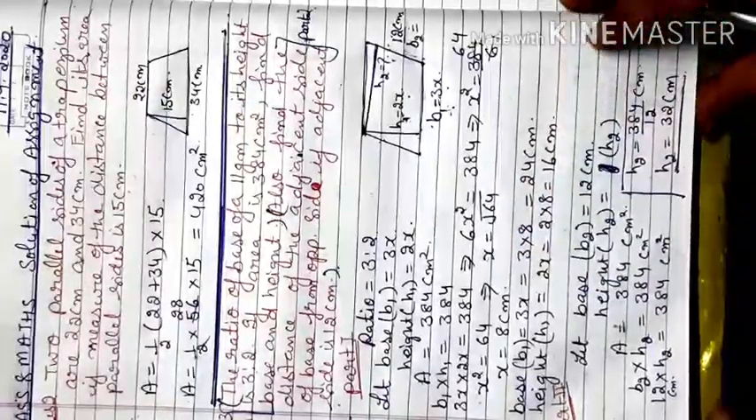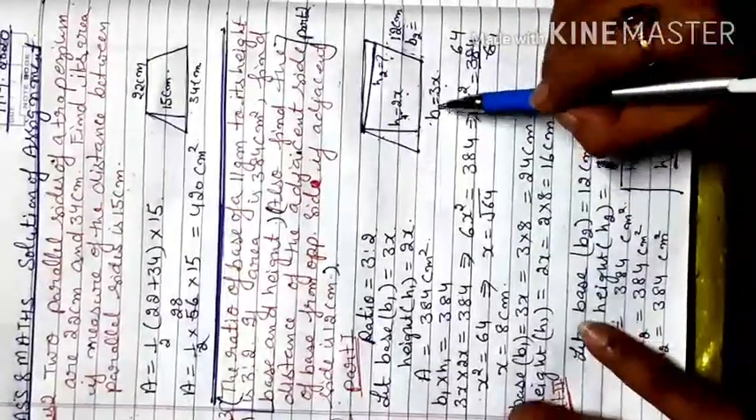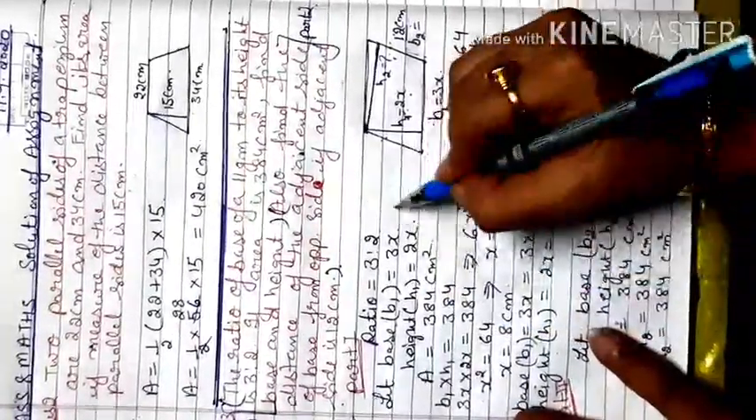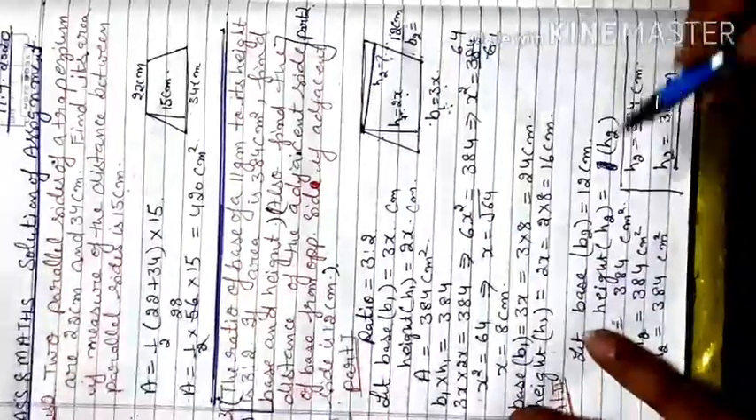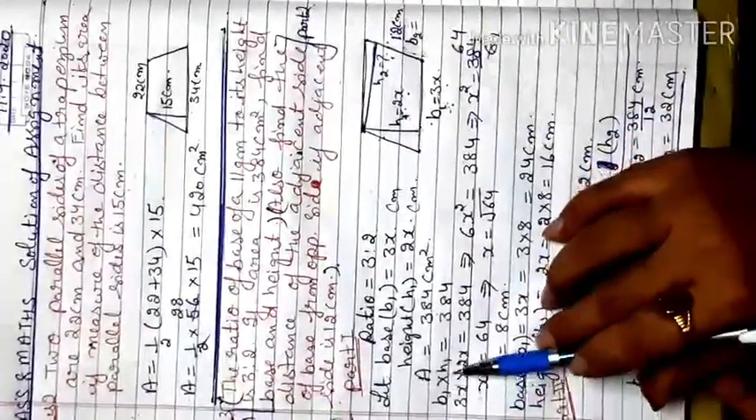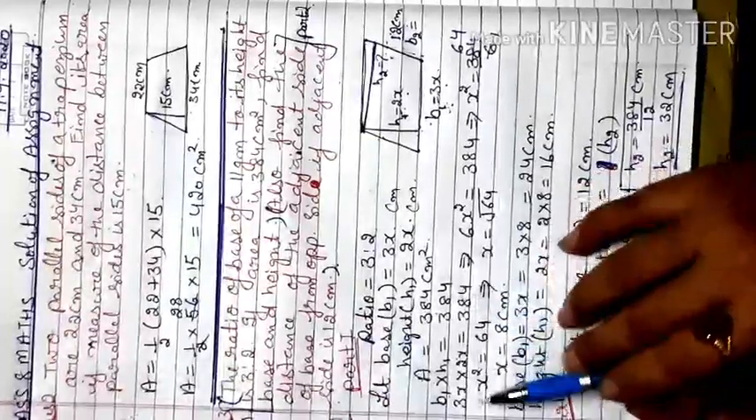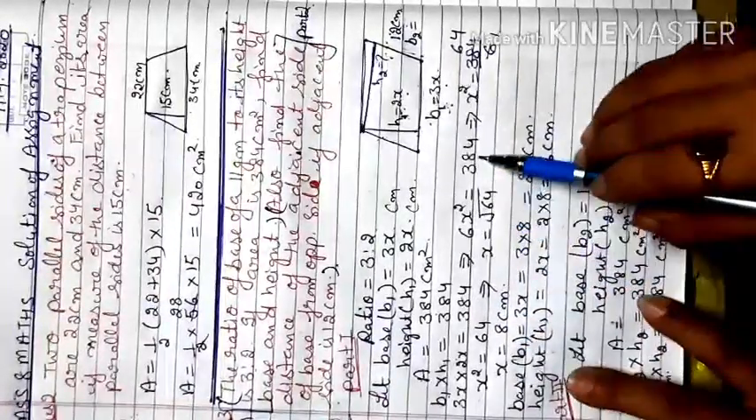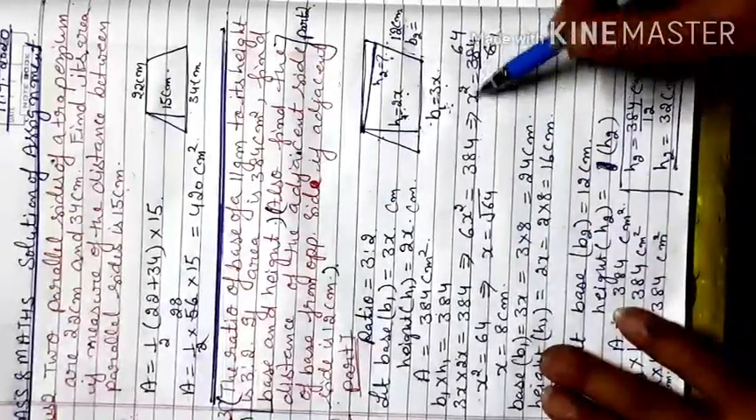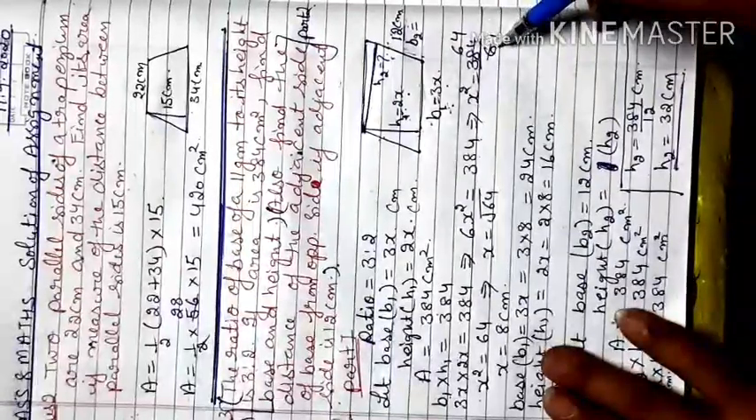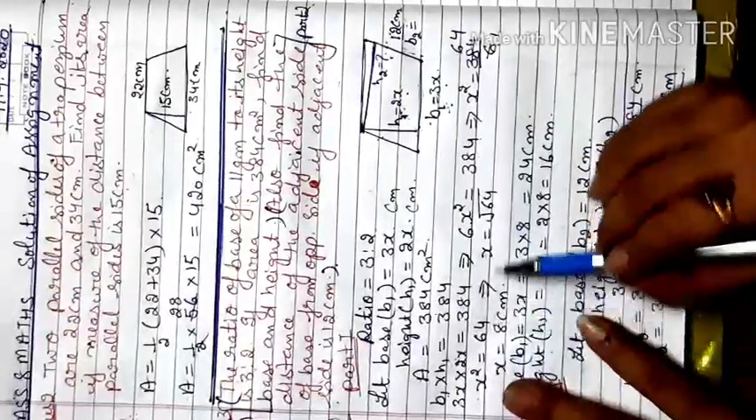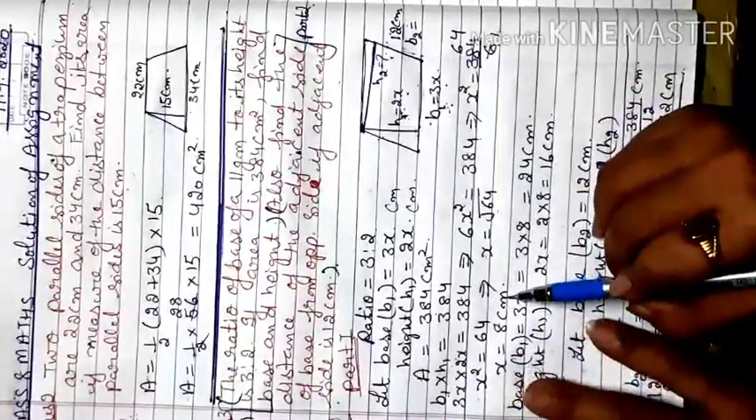So first, in the first part, we will find the length of the base and the measurement of the height. We consider base b1 is equal to 3x centimeter and height h1 is equal to 2x centimeter. The area we have is given as 384 centimeter square. Apply the area formula, b1 into h1, base into height, 384. 3 into 2 gives me 6, x square is equal to 384, and 384 divided by 6 gives you 64. Now x square is equal to 64. Taking the square root on both sides, x is equal to square root of 64, which gives me 8 centimeter.